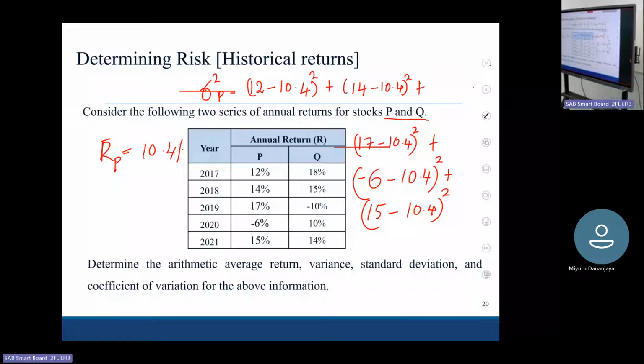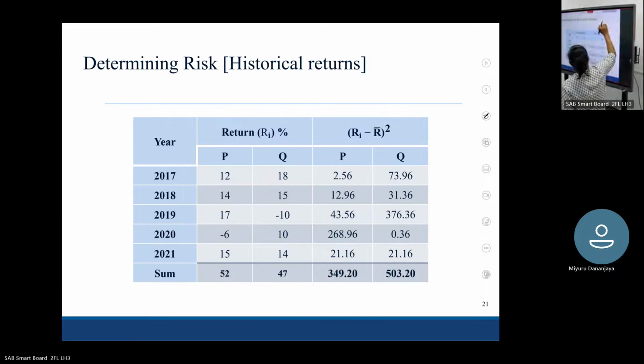Total, or divide by n minus 1. Or total is it? 349.2. Yes, 349.2. Correct. So that is divide by n minus 1. We have 5 years of annual return, so n minus 1 means divide by 4. You have to divide by 4. So that is the variance.